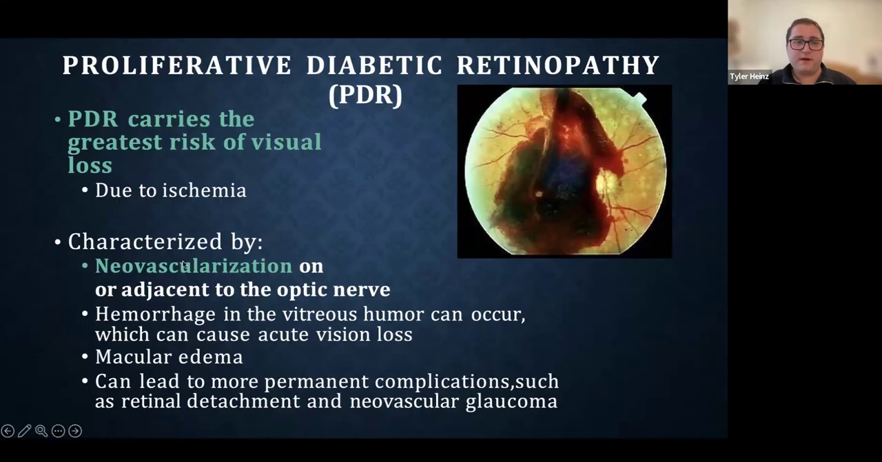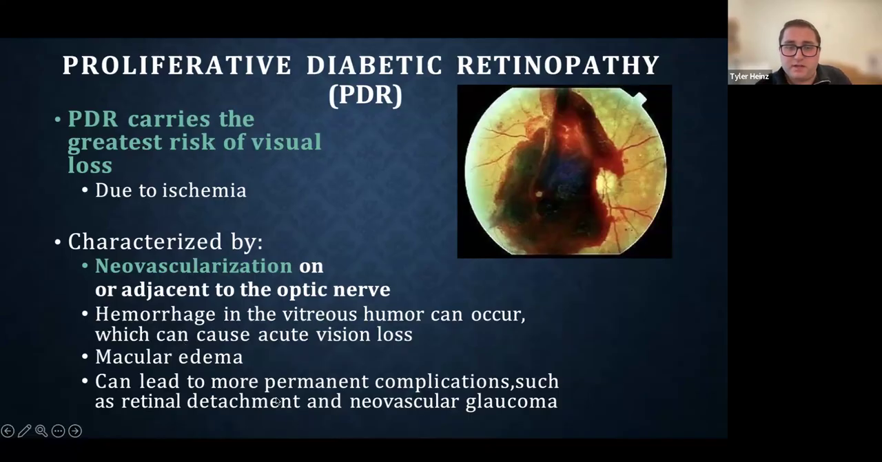Our proliferative diabetic retinopathy is characterized by neovascularization on or adjacent to the optic nerve. So again, remember a few slides ago, I showed you all those extra blood vessels. That's our neovascularization. That's what's causing us to go from non-proliferative to proliferative in our classification. You may see a lot of hemorrhages in the vitreous. And of course, those hemorrhages can cause acute vision loss by blocking light from hitting the retina. You may have macular edema.